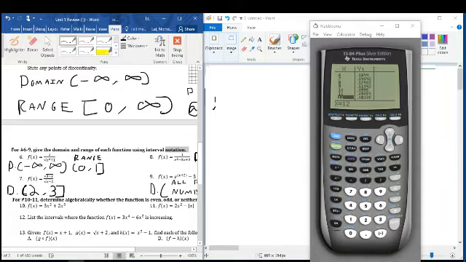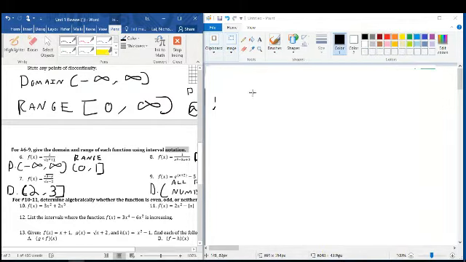Okay? So what about 7? You have a range of 2 to 3, right? We have a domain of 2 to 3. So I'm going to calculate the range of 7 by hand. I can find this range by plugging in 2 and plugging in 3.